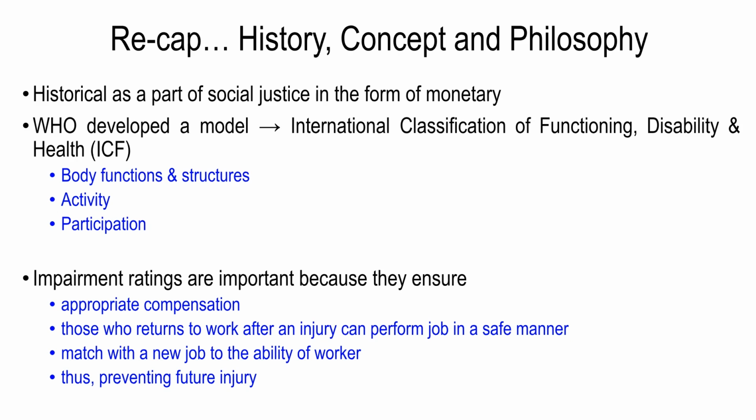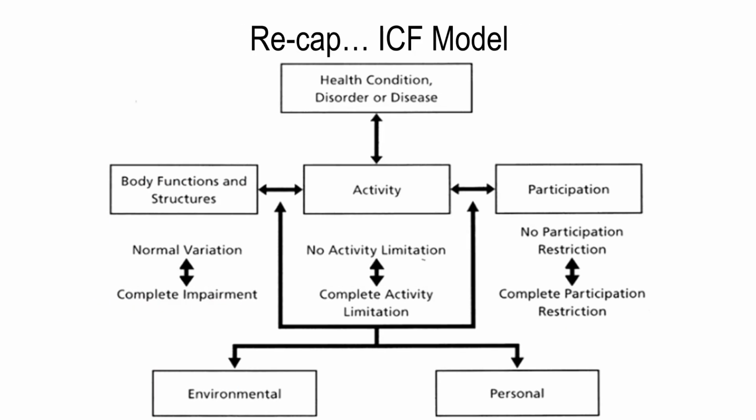The WHO developed the International Classification of Functioning, Disability and Health, or ICF, which looks at body functions and structures, activity, and participation. Impairment ratings are vital for ensuring appropriate compensation, safe return to work, and job matching to prevent future injury. This diagram illustrates the ICF model, showing the interaction between a health condition, body functions and structures, activity, and participation, with environmental and personal factors also influencing the process.